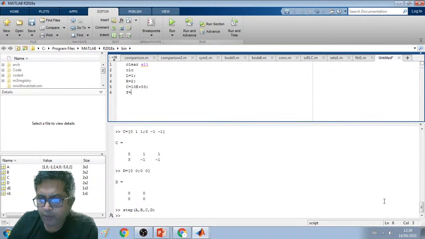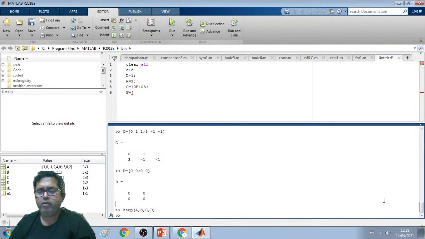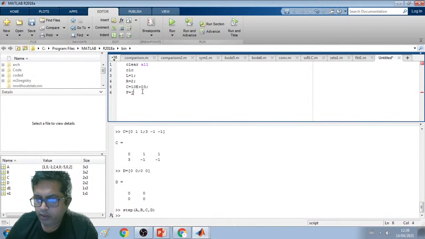I will say F matrix is equal to, what is the F matrix? L minus L0, L minus L0, 0, 0, 1. L minus L0 semicolon L minus L0 semicolon 0, 0, 1. Okay.